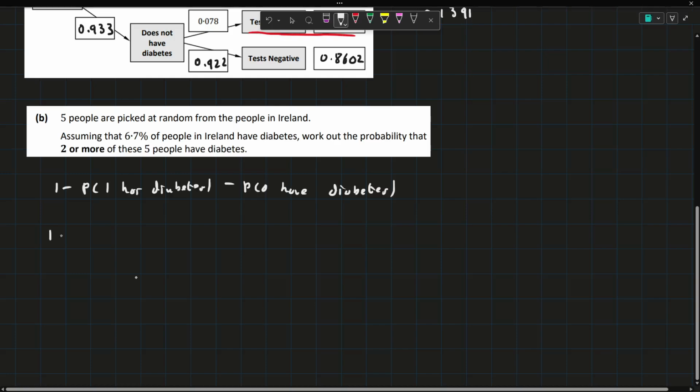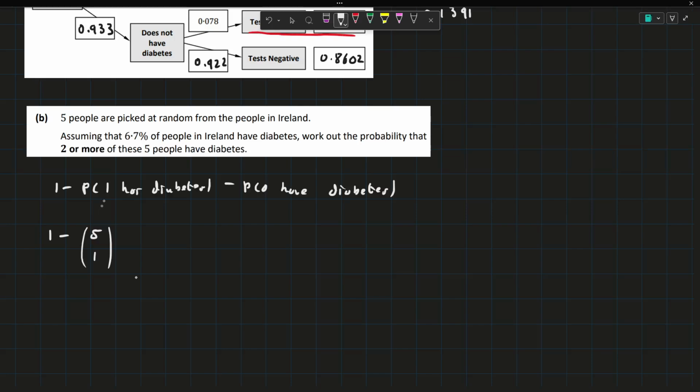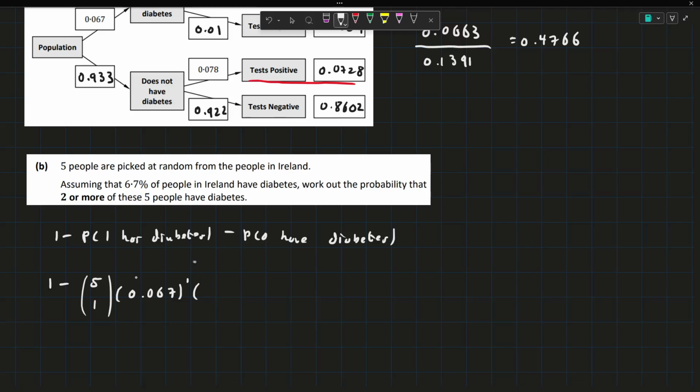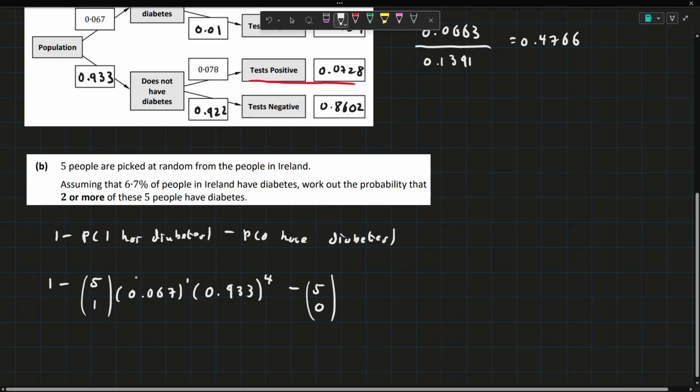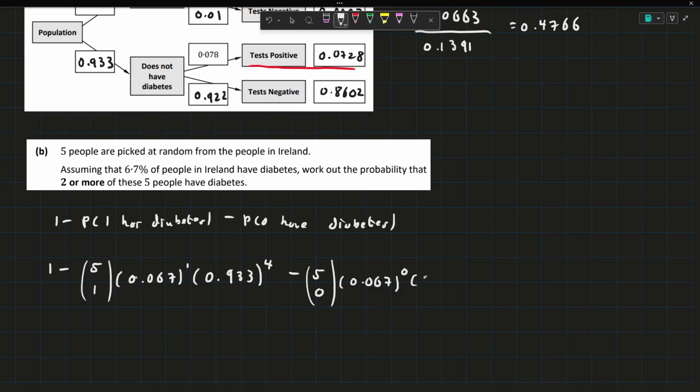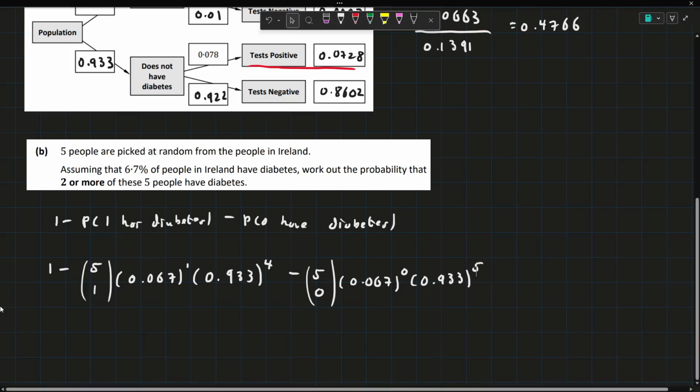So the way that we can do that is 1 minus, and then since we have 5 people, we're going to have 5 choose 1, and then 1 person having diabetes. So having diabetes is 0.067, so that's going to be the power of 1, and then we multiply that by how many people don't have diabetes, which would be 0.933. And that happens 4 times. And then we have minus 5 choose 0, which is just one way that nobody can have diabetes. And then we would have 0.067 to the power of 0, because nobody has diabetes, multiplied by 0.933 to the power of 5, because all 5 people don't have diabetes.